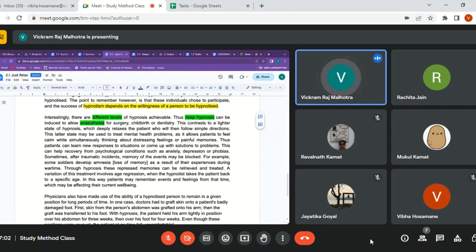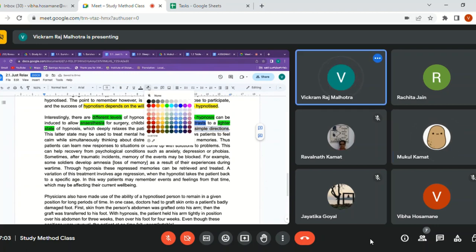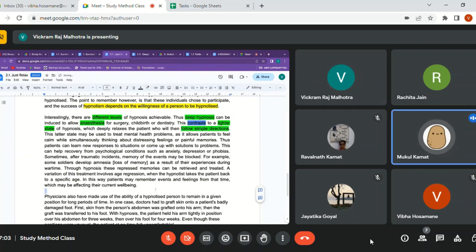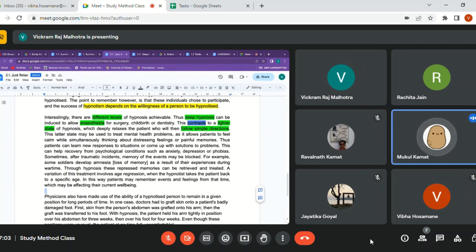This contrasts to, that means on the other hand, we are talking about a lighter state of hypnosis. Lighter state, what does that do? Deeply relaxing the patient. And? Will then follow simple directions. That is more important, right? Relaxes is not so important. Lighter state will make the person follow simple instructions. But deep hypnosis will do what? Allow anesthesia for surgery, childbirth, and dentistry. Yes. So you understand now the importance of the keywords.